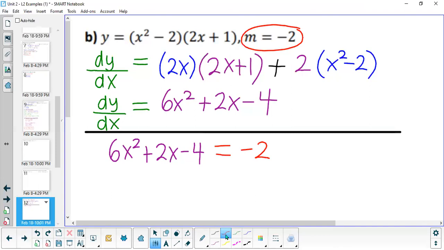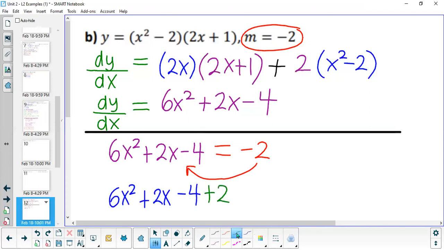Okay, my next step is I'm going to bring that over to make one equation. So I now have 6x squared plus 2x minus 4 plus 2 is equal to 0.